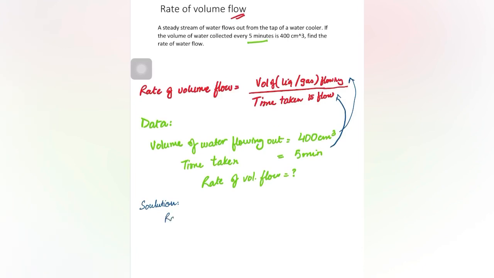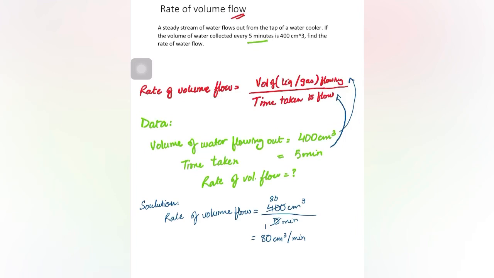So rate of volume flow is equal to 400 centimeter cubed upon 5 minutes. After dividing, the answer will be 80. And how we are going to write the unit is that 5 ones are and 5 80s are. This is the correct solving. So 80 centimeter cubed divided by minutes, because 5 is cancelled but minute is still remaining down.